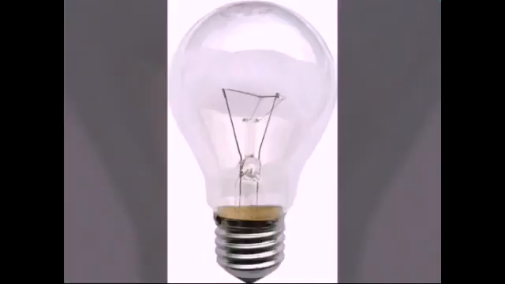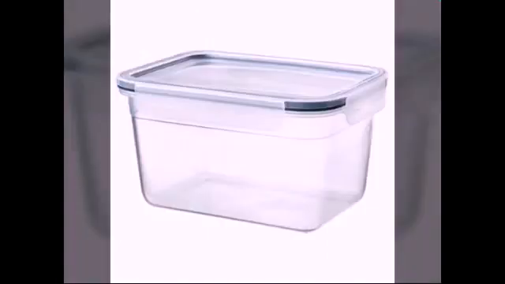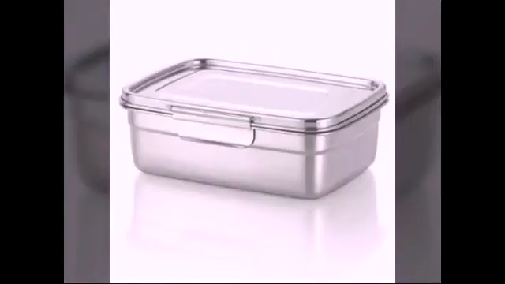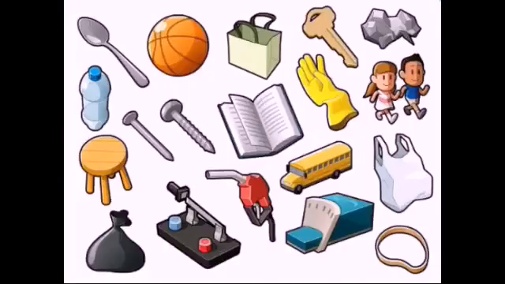Let's take an example of a bulb. A bulb contains a glass covering, a filament made up of metal, and wires, etc. So these are the materials by which a bulb is made. Now let's take another example, a container. You might have seen glass containers, plastic containers, or steel containers in your home. So containers are made up of different materials: glass, plastic or steel.